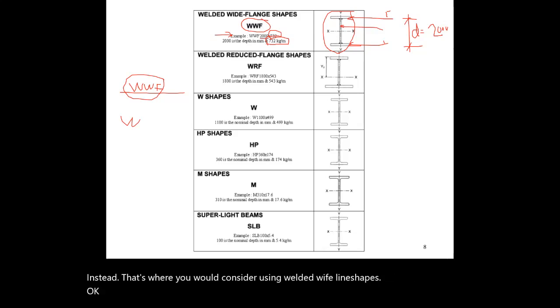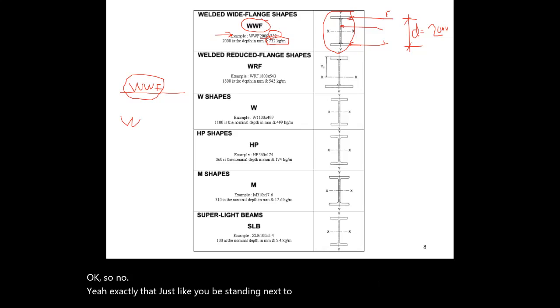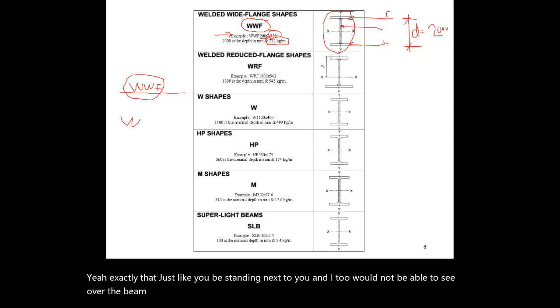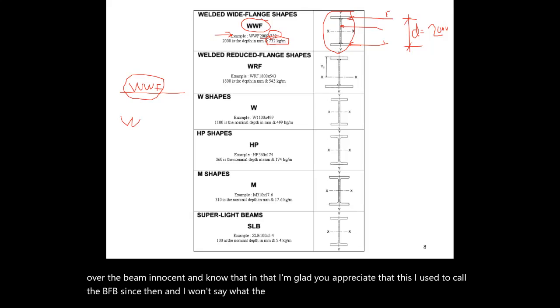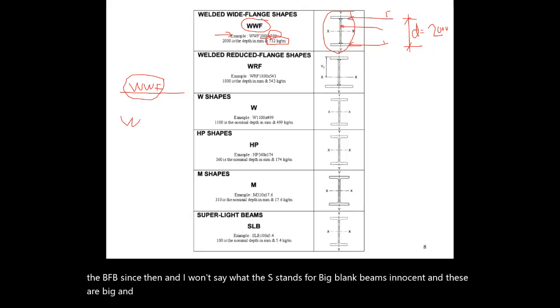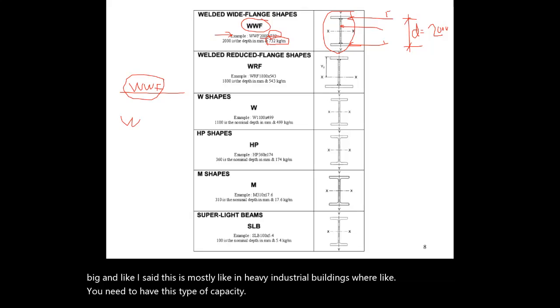I was taken aback, but this beam is wider than I'm tall. Yeah, exactly. You'd be standing next to it, and you would not be able to see over the beam. I'm glad you appreciate that. I used to call them BFBs, and I won't say what the F stands for, big blank beams. And these are big. Like I said, this is mostly in heavy industrial buildings where you need to have this type of capacity. That's where these things would be used.